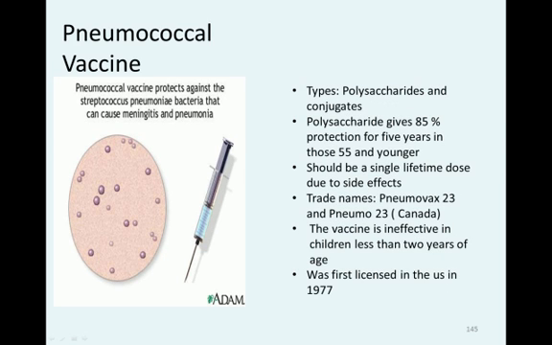Pneumococcal vaccine is a vaccine that protects against bacteria that cause meningitis and pneumonia. There are two types, polysaccharides and conjugates. Polysaccharides give 85% protection for 5 years in those 55 and younger. The drug was first licensed in the U.S. in 1977.